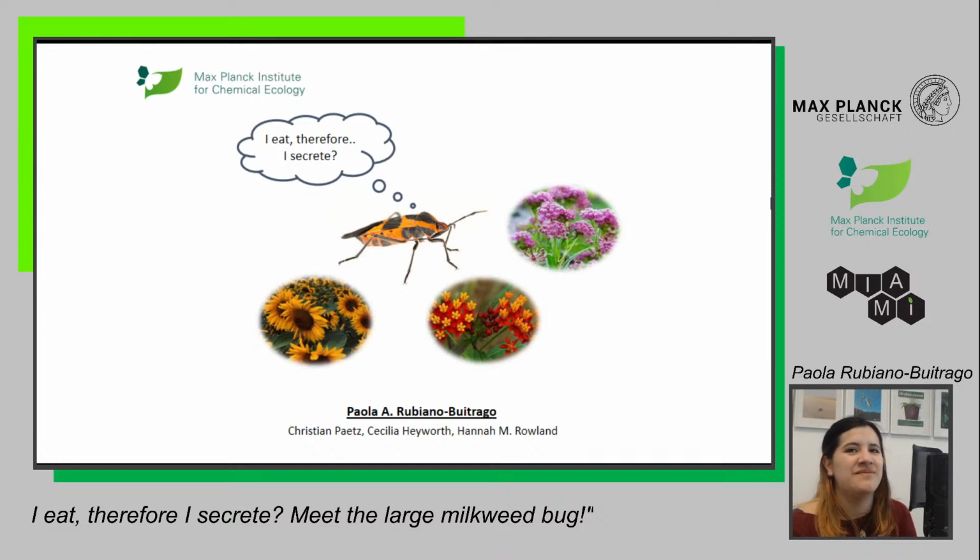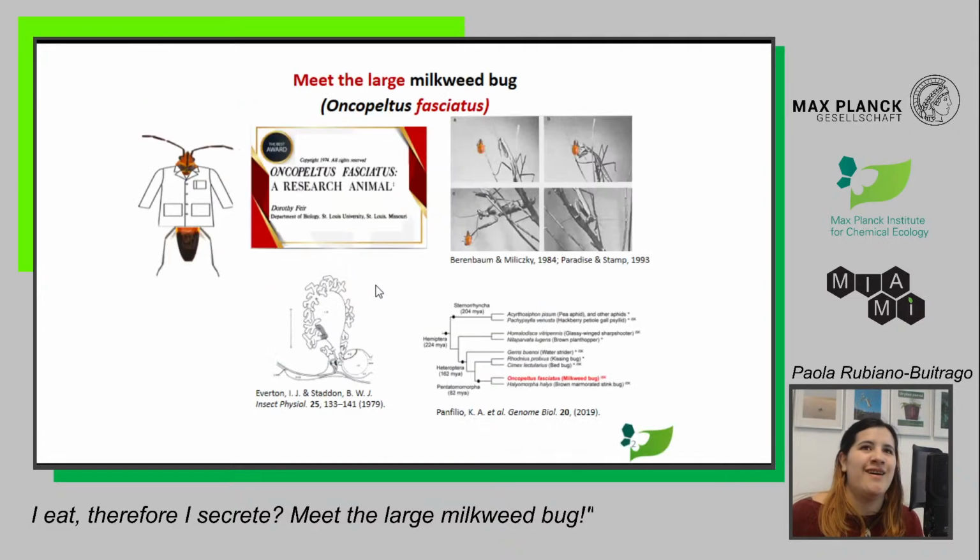So, hi, my name is Paola Rubiano. I'm part of the group Predators and Toxic Prey, and I'm here this morning to talk about this particular insect called the milkweed bug, and how if it eats, therefore maybe it excretes. So I want you to meet the large milkweed bug. The name is Oncopeltus fasciatus, and it's been known as a research animal.